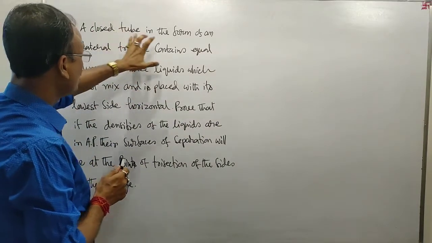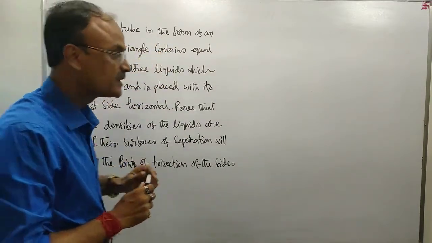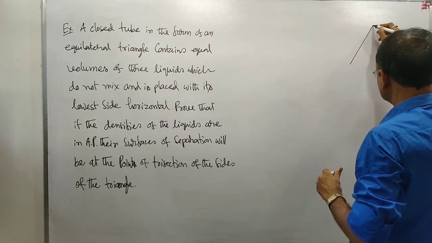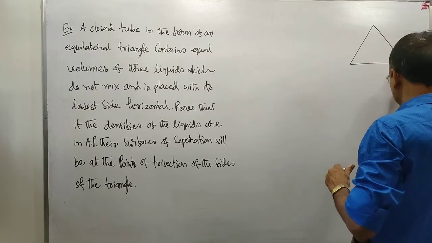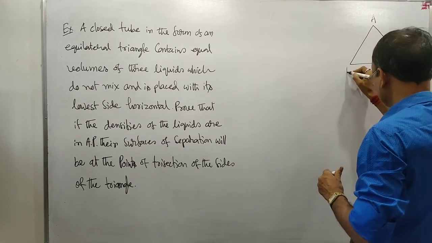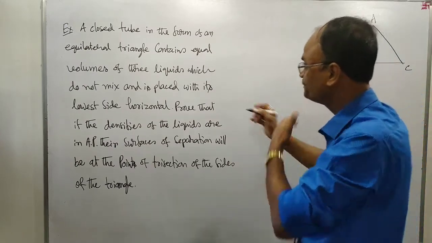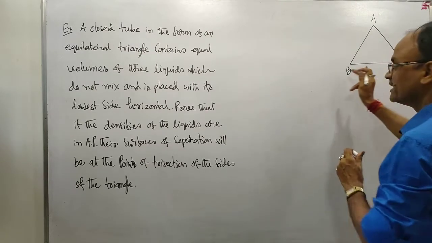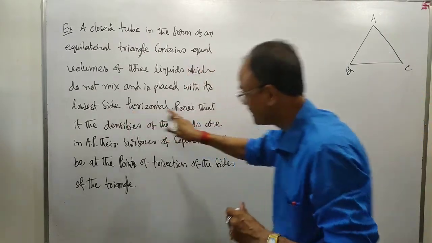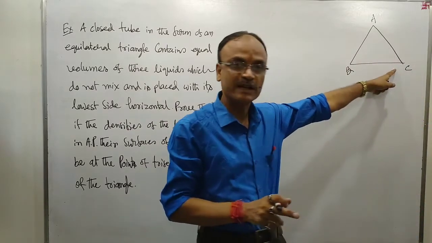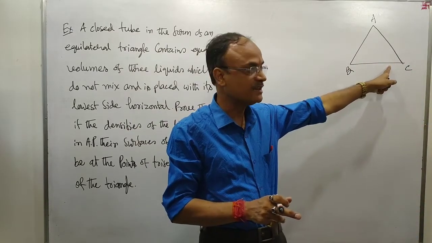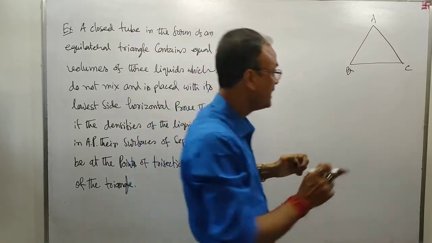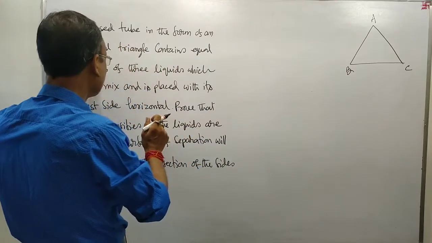Three liquids, a closed tube in the form of an equilateral triangle. Suppose ABC is an equilateral triangle. It contains equal volumes of three liquids which do not mix and is placed with its lowest side horizontal. BC is the lowest side of the equilateral triangle. It is horizontal. And you see three liquids of equal volumes.